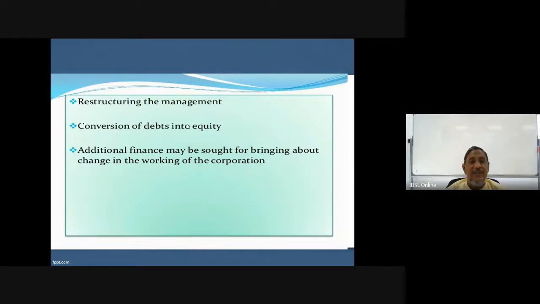Then restructuring the management is another option in debt restructuring. Restructuring the management: what are the weaknesses in the management? Identify them and put a management team into the management. That was a part of our recovery restructuring strategy.